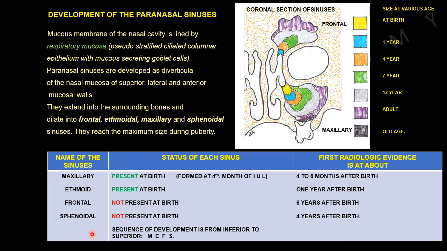The sequence of development is from inferior to superior. That means maxillary first, ethmoidal second, frontal third, and finally the sphenoid sinus is formed.